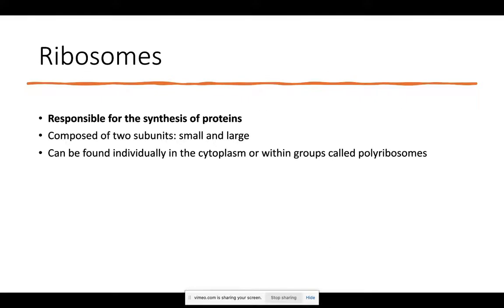Ribosomes. Ribosomes are important. What I think you should know about them is that they produce proteins, responsible for the synthesis of proteins. There are some different little nuances about them, but for you, they're responsible for the synthesis of proteins. That's all you need to know.